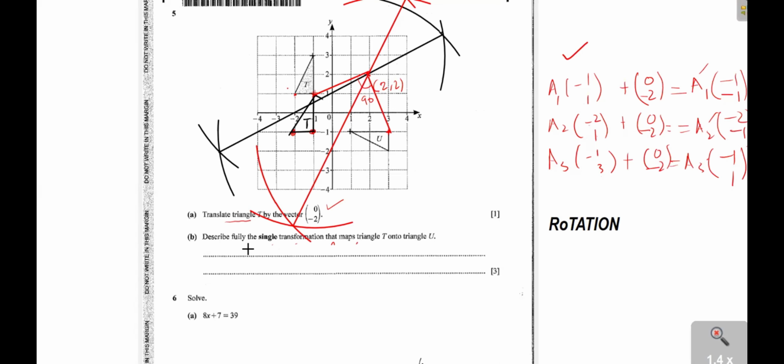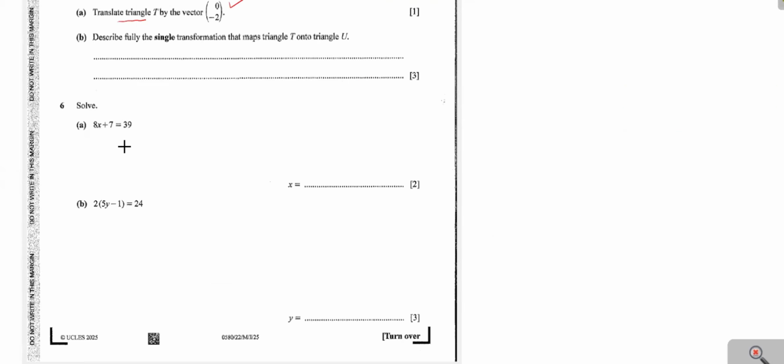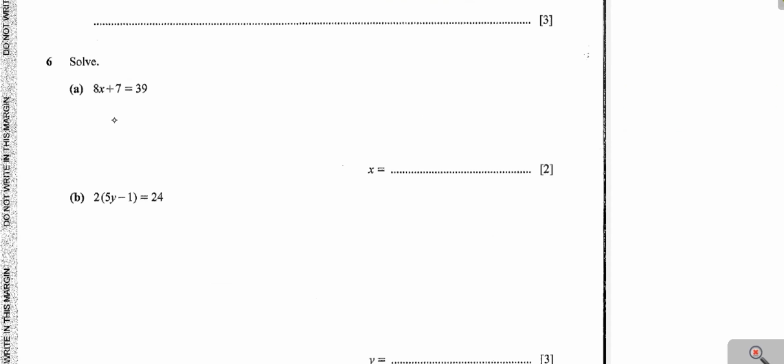Look here, this is the rotation of triangle T onto triangle U. This is a rotation in the anti-clockwise direction, 90 degrees. The center of rotation here is (2, 2). We write: rotation 90 degrees anti-clockwise having center of rotation (2, 2). This is the answer.